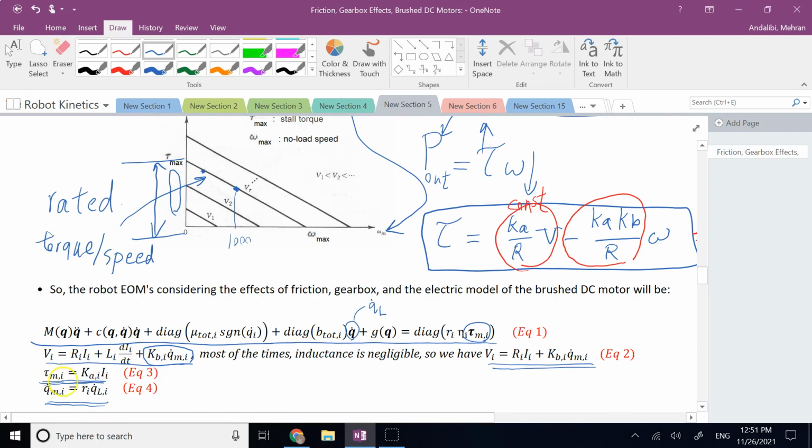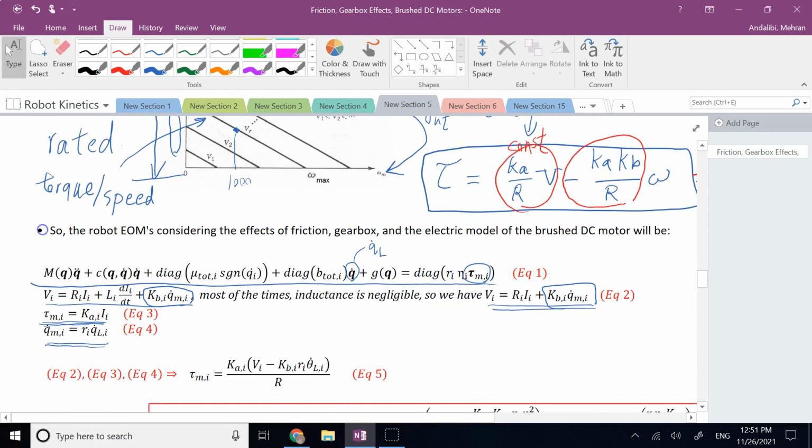So if I want to add that here, this term, if I want to convert Q dot M to Q dot L so everything can be mixed together, I have to consider the fact that Q dot M is R times Q dot L. So this one goes here. This one, as I said, goes here for the torque. And then in equation number 2, we'll try to combine 2, 3, and 4 together to find torque as a function of voltage.